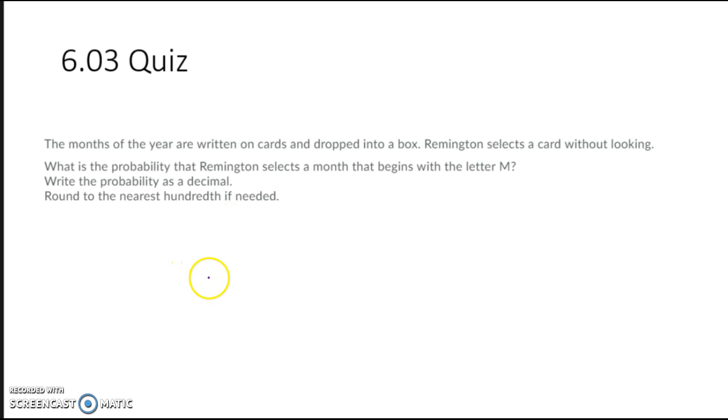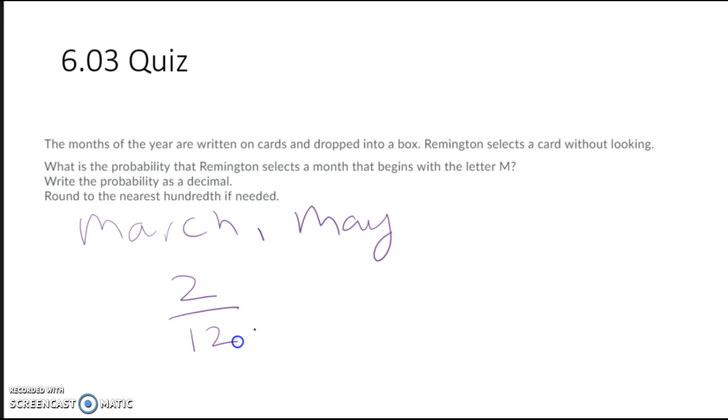So when we're talking about a month that begins with the letter M, January, February, we have March, not April, May, June, July, August, September, October, November, December. So there's only 2 months that begin with the letter M out of 12. 2 out of 12. You will put this in your calculator, and I'm going to let you do this since this is a direct quiz question.